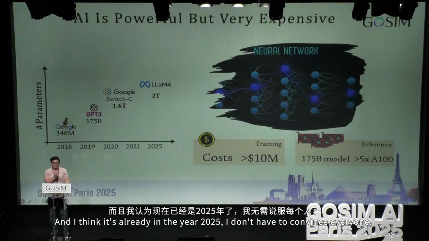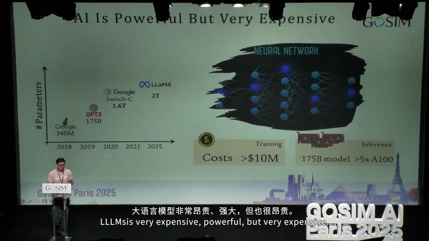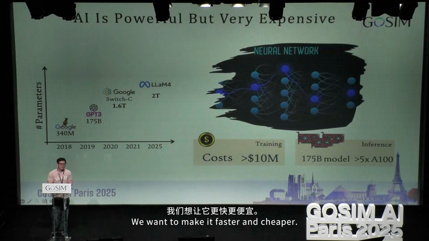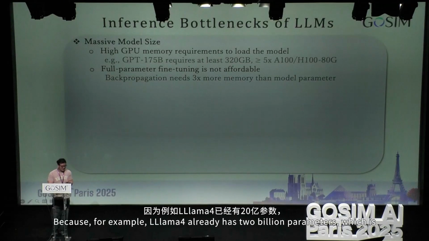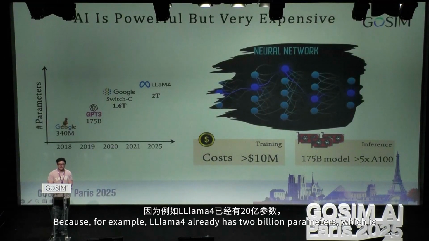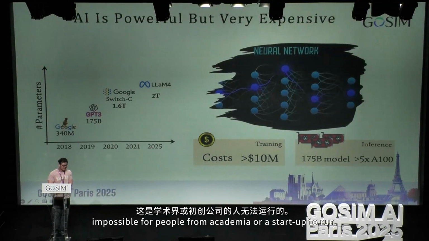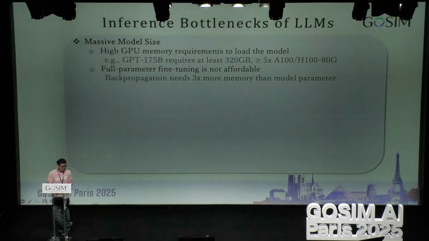And I think it's already the year 2025, so I don't have to convince everyone. LLMs are very powerful, but very expensive. We want to make them faster and cheaper. Because, for example, Llama 4 already has 2 billion parameters, which is impossible for people from academia or startups to run.